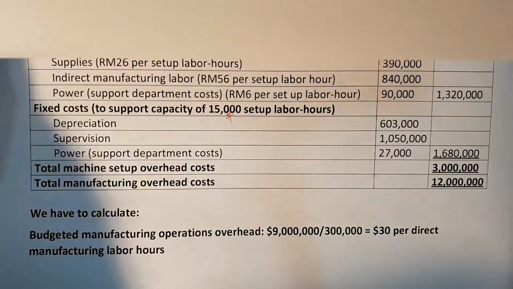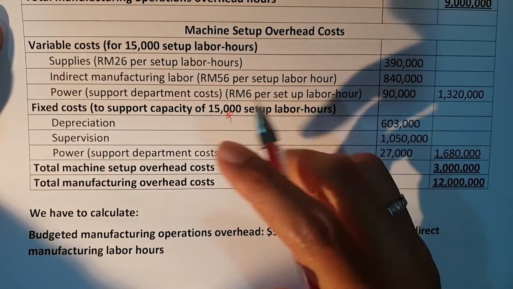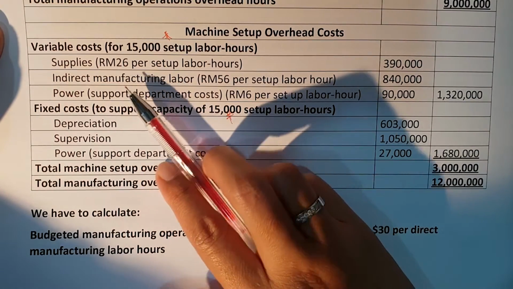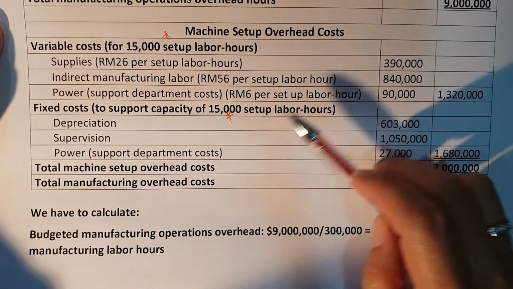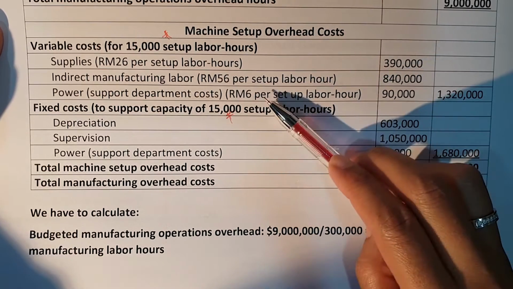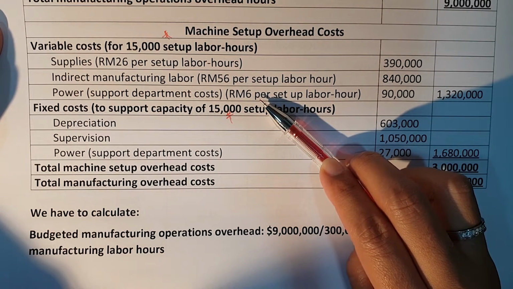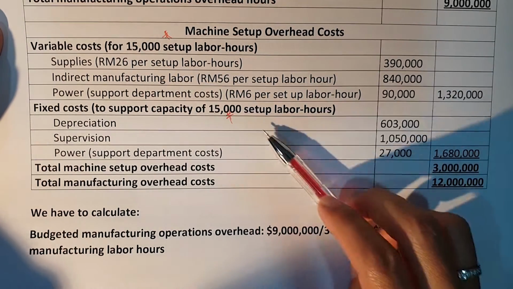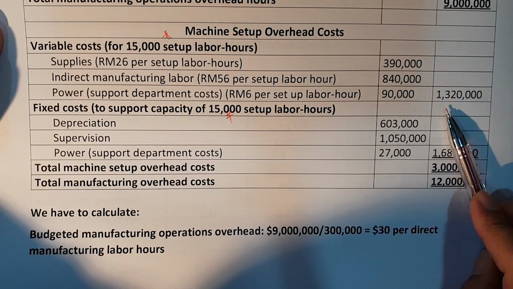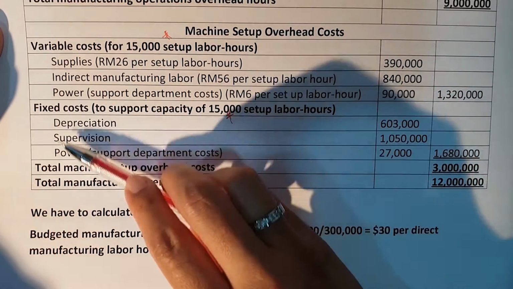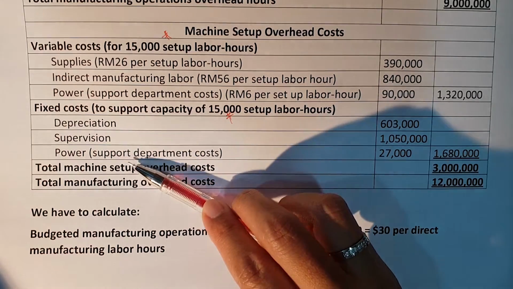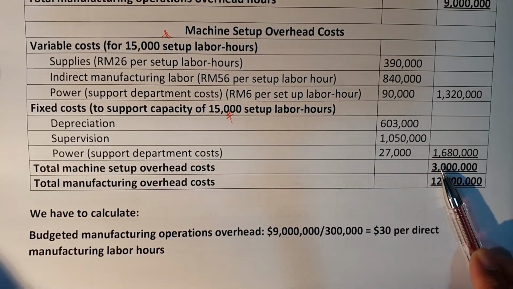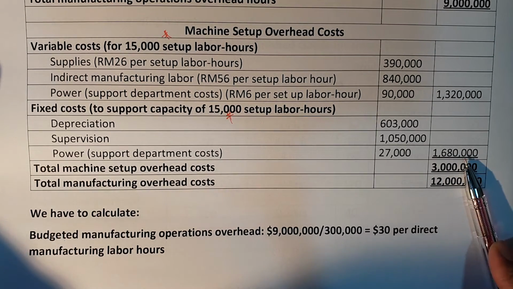This 15,000 is for the variable cost, right? The information on supplies, indirect manufacturing labor, and power, as I said before, is all an estimation given by the managers in the questions. So the total is 1,320,000, and the fixed cost information on depreciation, supervision, and power is also given by the managers, and the total is 1,680,000.